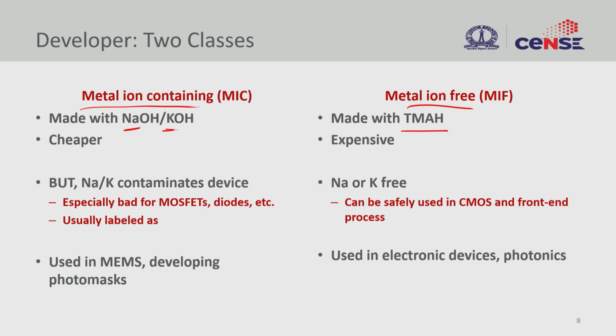Tetramethyl ammonium hydroxide is another developer that one can use, and this is metal ion free, so you will not have any metal ion contamination, right? So you'll have a best quality electronic device, but the issue is these are pretty expensive, while the other one is much cheaper. So if you are not really caring about the electrical properties of the substrate that you are using, it's better to use a metal ion contaminated one. But if you are very concerned about the electrical quality, one should go for a metal ion free process, okay?